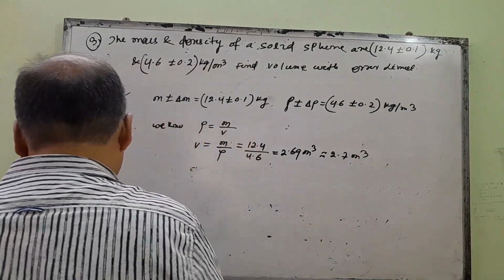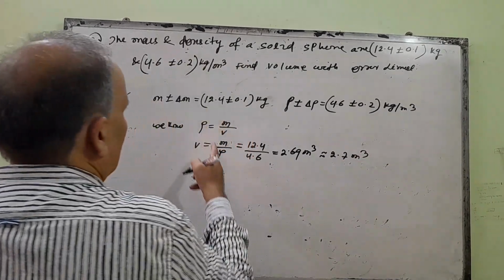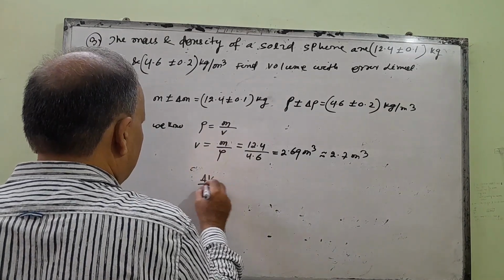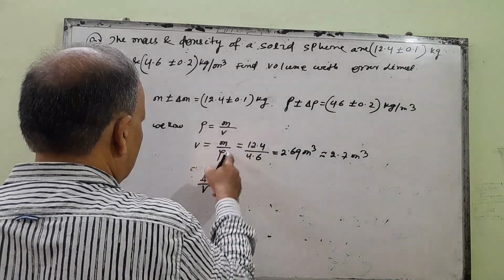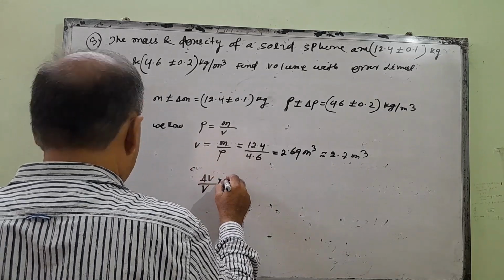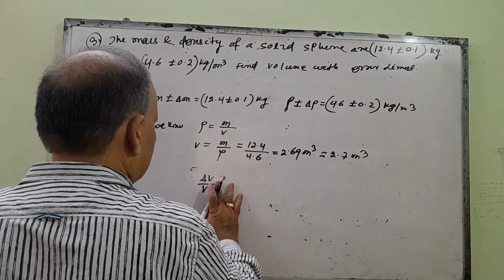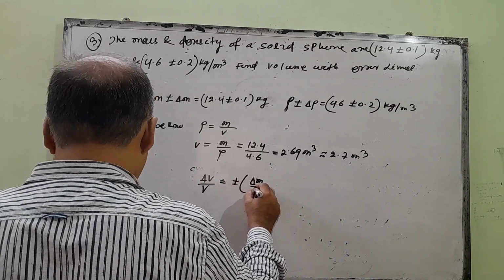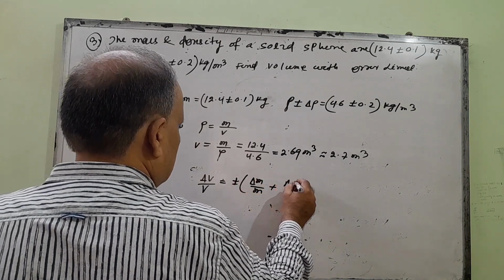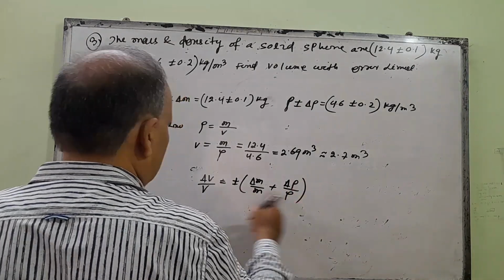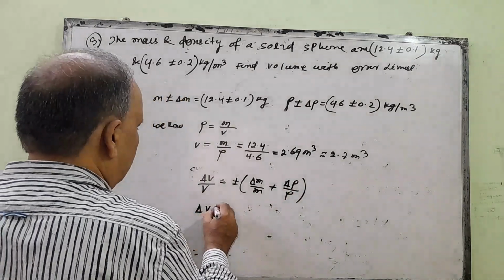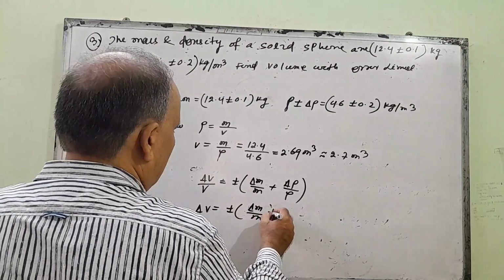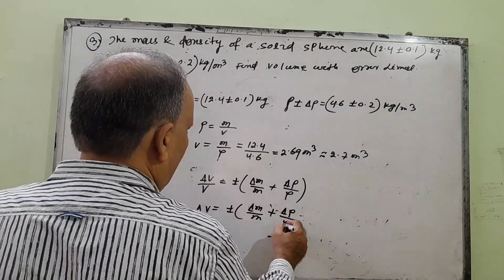This is the true value of a volume. Again we apply V is equal to m by rho, that is your delta V by V. This is the fraction, delta V by V is equal to what? Plus minus delta m by m plus delta rho by rho. You know this formula.